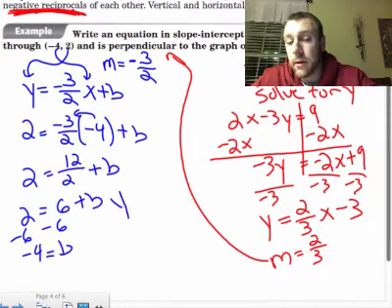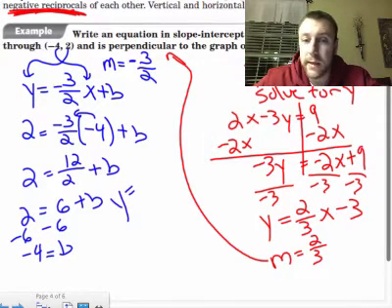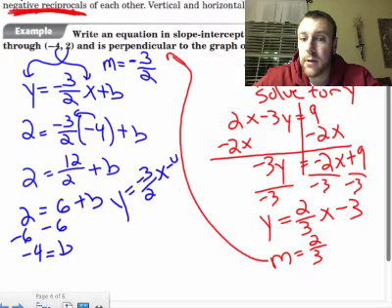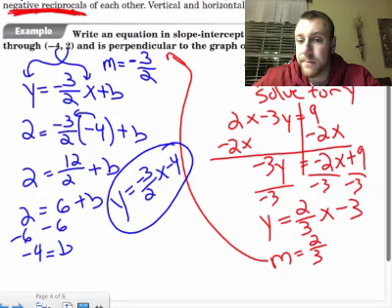So now I can rewrite the equation. Y equals negative 3 over 2 x minus 4. And that is my answer.